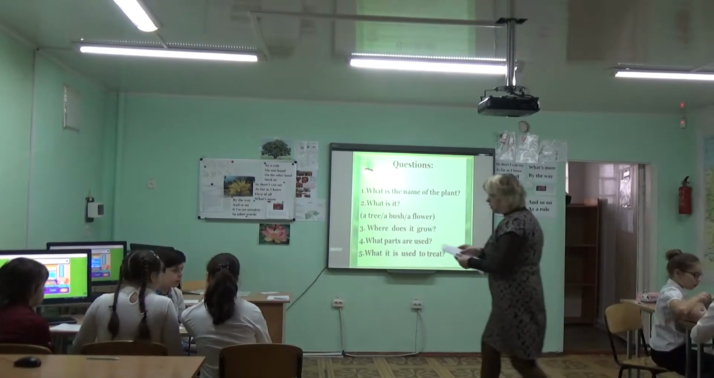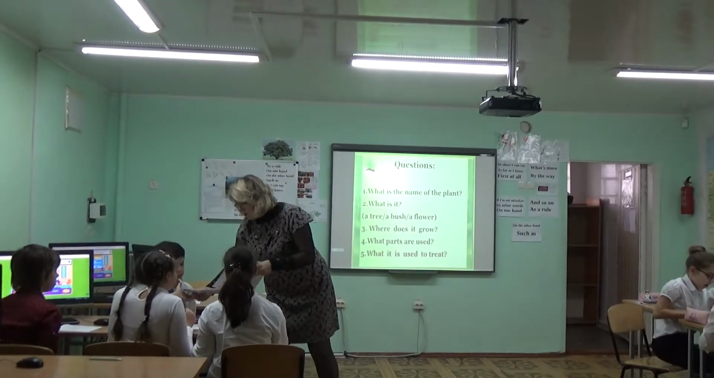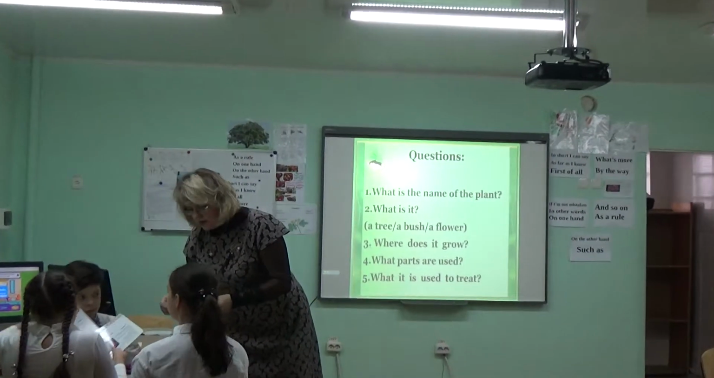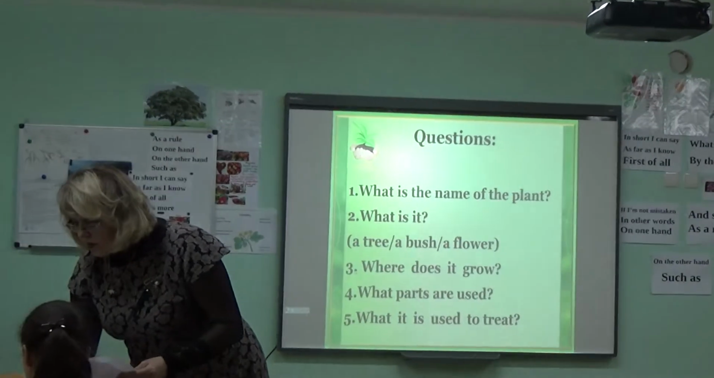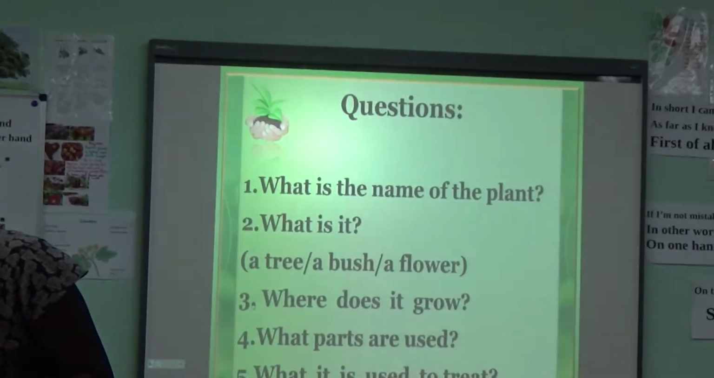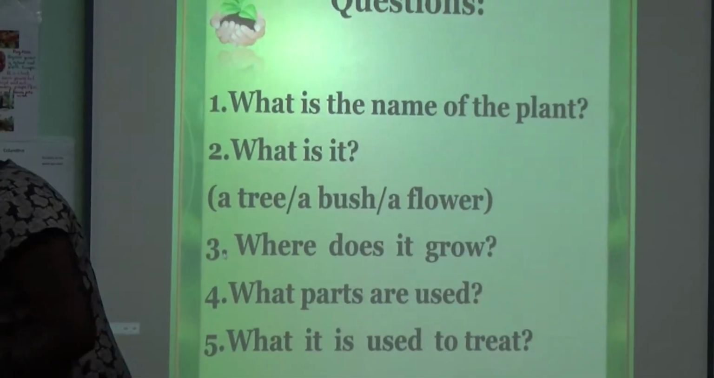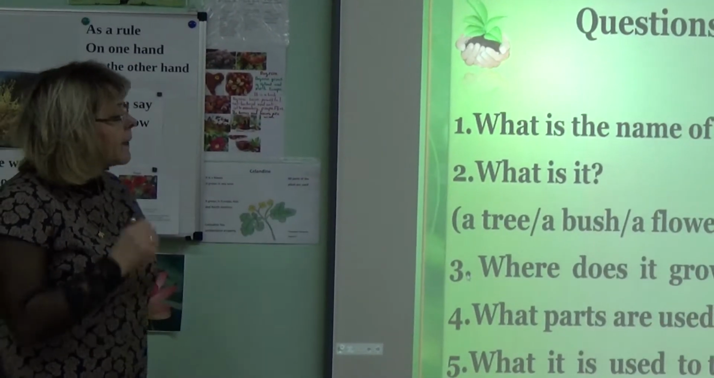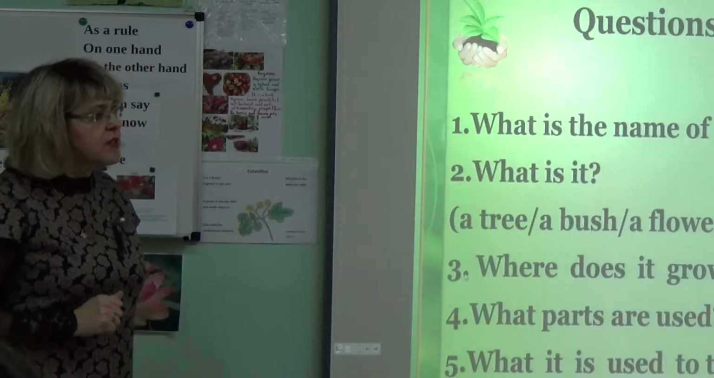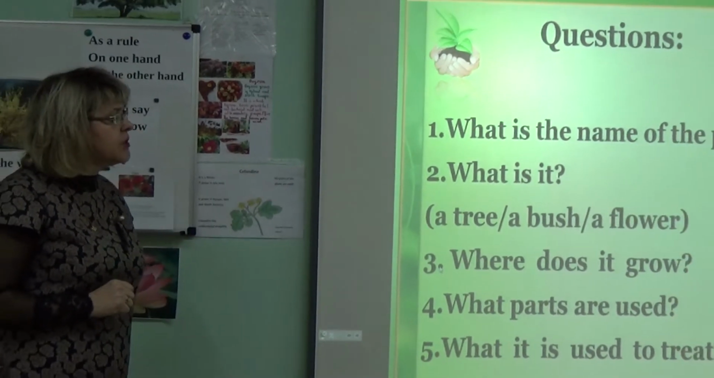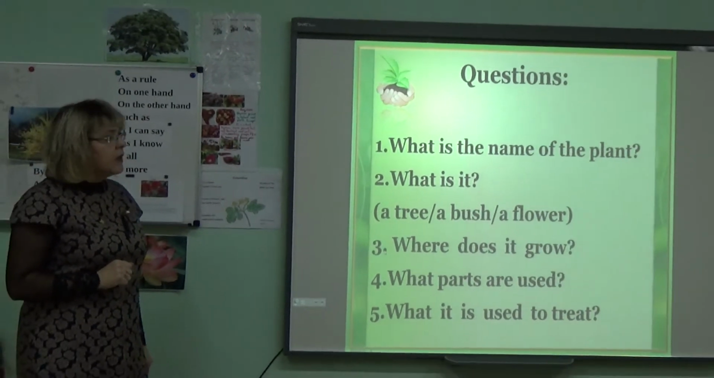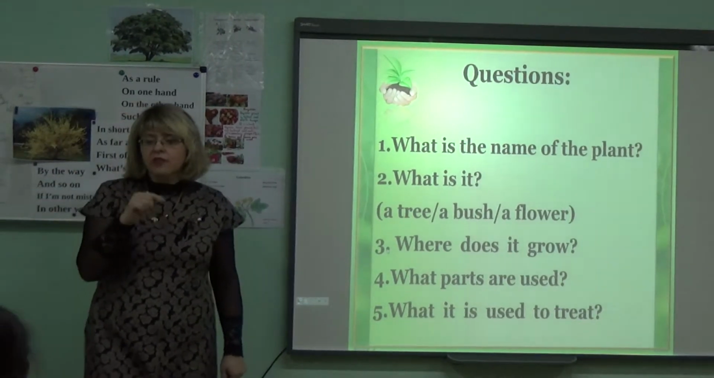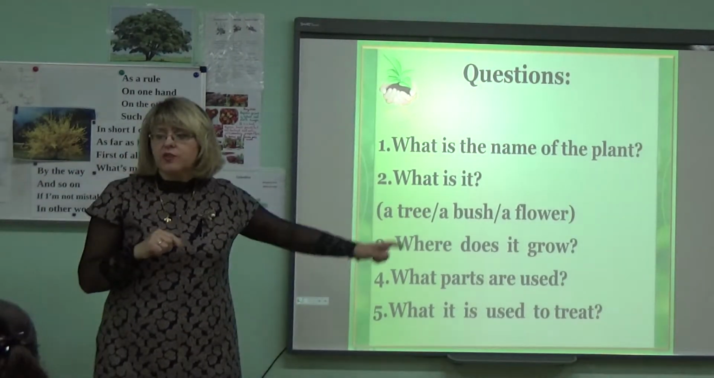Yeah, you have to read. Take your text. You have to gather everything together, okay? Look please at the questions. Misha, what is the first question? What is the name of the plant? So you have to answer at the end of this task. You have to answer this question.